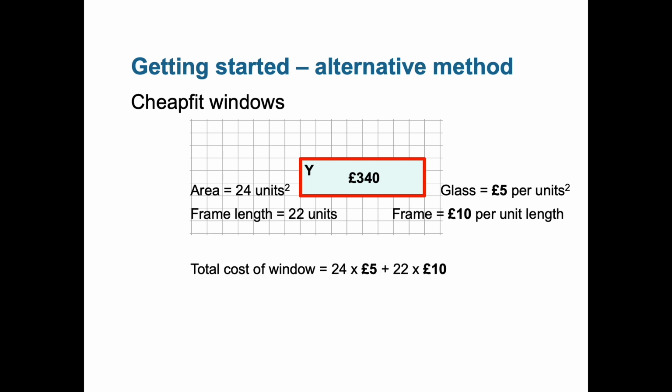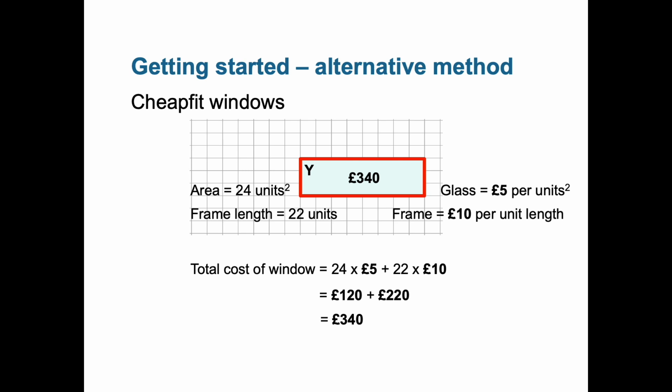So the total cost of the window above, window Y, will be 24 times £5. That's the area of window Y, 24, times by the cost per unit squared, £5, plus 22 times £10. That's the frame length for window Y, 22, times by £10, the cost per unit length. So 24 times £5 is £120, 22 times £10 is £220, and we can see if we add these together, we get the total £340, which is the cost of window Y.